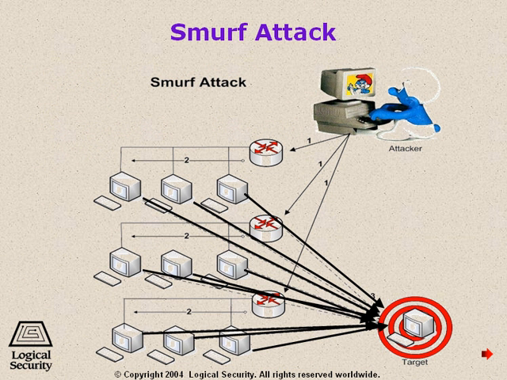They all respond, however, to the spoofed address, which is the target, and they can quickly overwhelm it, especially if this is ongoing. It's sent out, it keeps going, and many computers are constantly sending pings, or in the case of Fraggle, they're sending UDP.